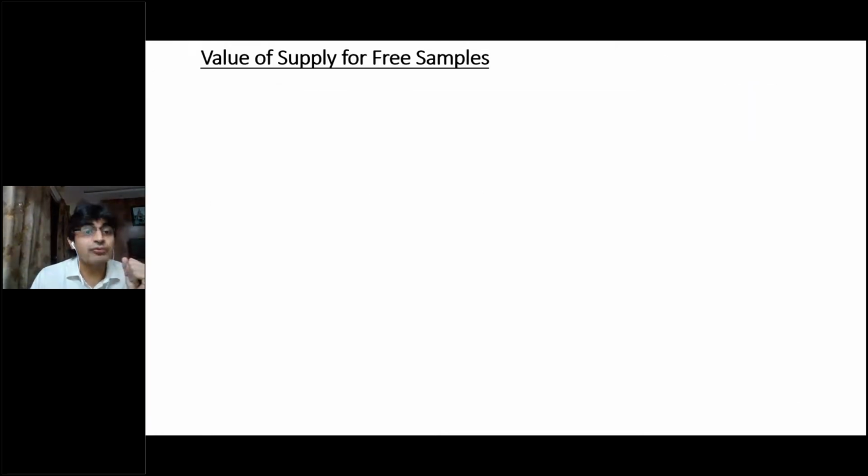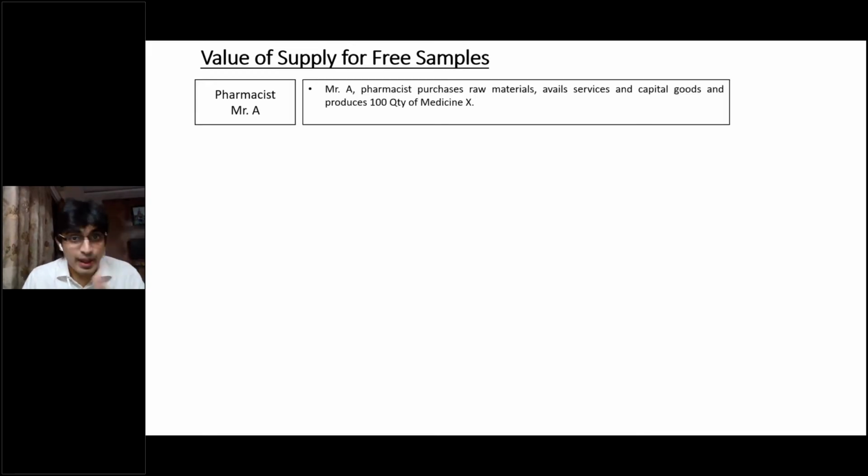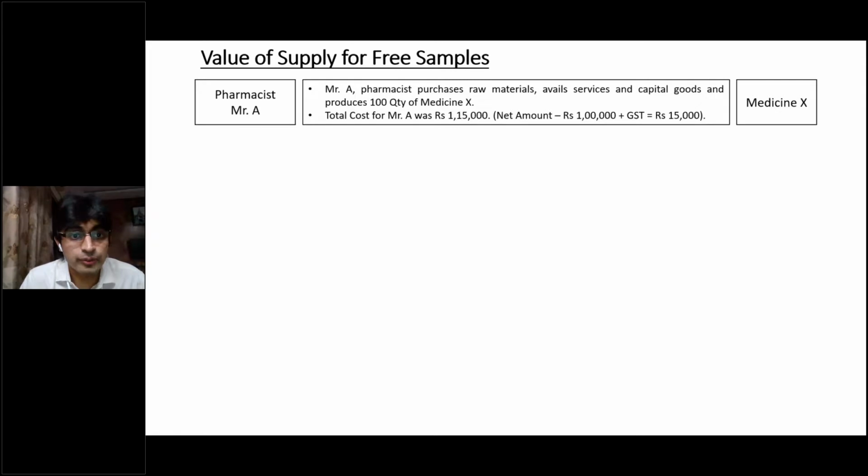ठीक है, अब एक एग्जांपल दे रहा हूँ फ्री सैंपल्स का. See this is free samples. Suppose a pharmacist. I am a pharmacist. मैंने कुछ medicines बनाए. First I purchase raw material. I avail services. I use capital goods and I produce 100 quantity of medicine X. Total cost for Mr. A, जो मैं फार्मासिस्ट हूँ, मेरे लिए टोटल कॉस्ट क्या हो गया? 1 लाख plus GST of 15,000.